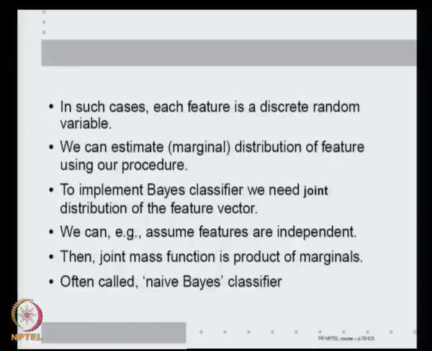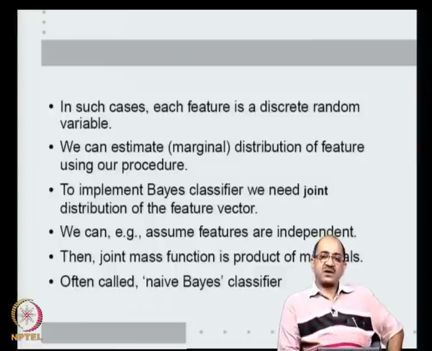As a matter of fact, in this kind of Bayes classifier, where the feature vector consists of a number of features, each a discrete random variable, I estimate the marginal distribution of each of these features by the procedure that we just outlined, and then assume that the joint mass function is simply the product of the marginals, and use that as the class conditional density. Here I simply assume that the covariance between different features is 0. A Bayes classifier implemented with such class conditional densities is often called the naive Bayes classifier.